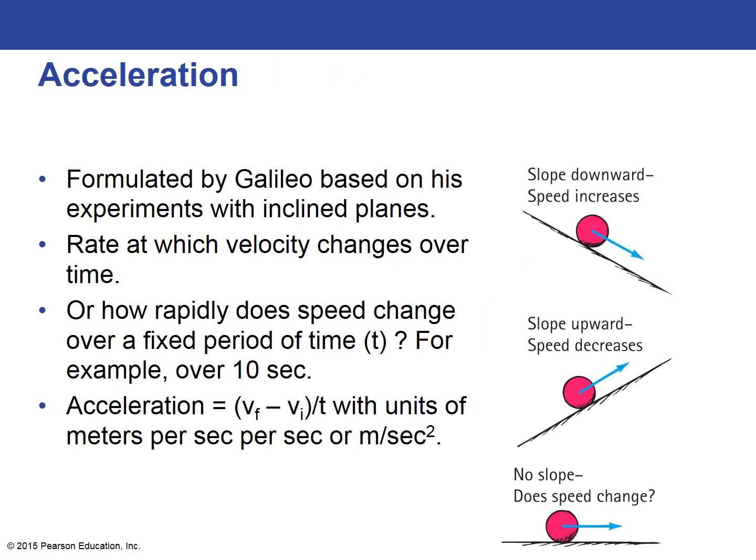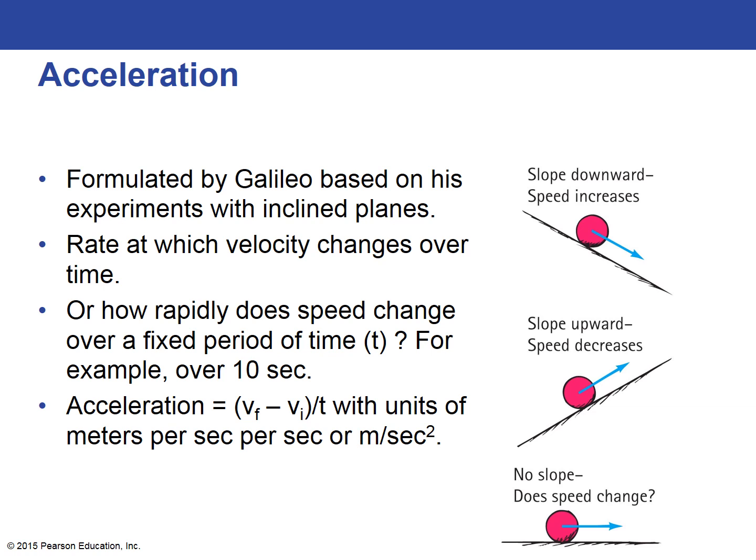Now, in this slide, we're going to talk about another property of moving objects, which is called acceleration. This was first formulated by Galileo by studying the speed of balls rolling down an inclined plane. And he was able to do measurements to determine how rapidly the speed changed as it went down the slope.